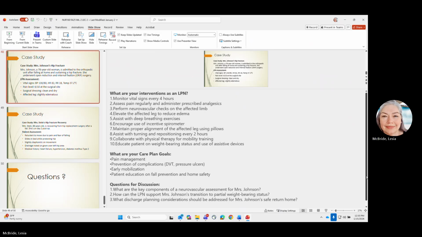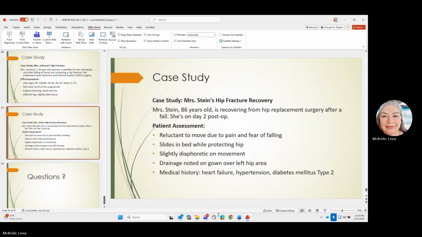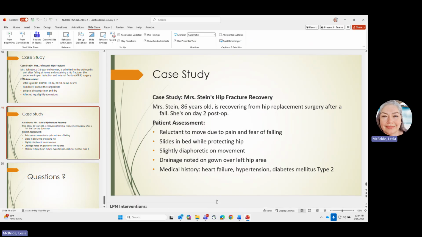Okay, so that was Mrs. Johnson. Here's Mrs. Steins. This one is also hip fracture recovery. She's on day 2 post-op. She's reluctant to move due to pain and fear of falling, slides in bed while protecting her hip, is slightly diaphoretic on movement, and is short of breath. There's drainage down her left hip area, etc. So let's take a look at her.